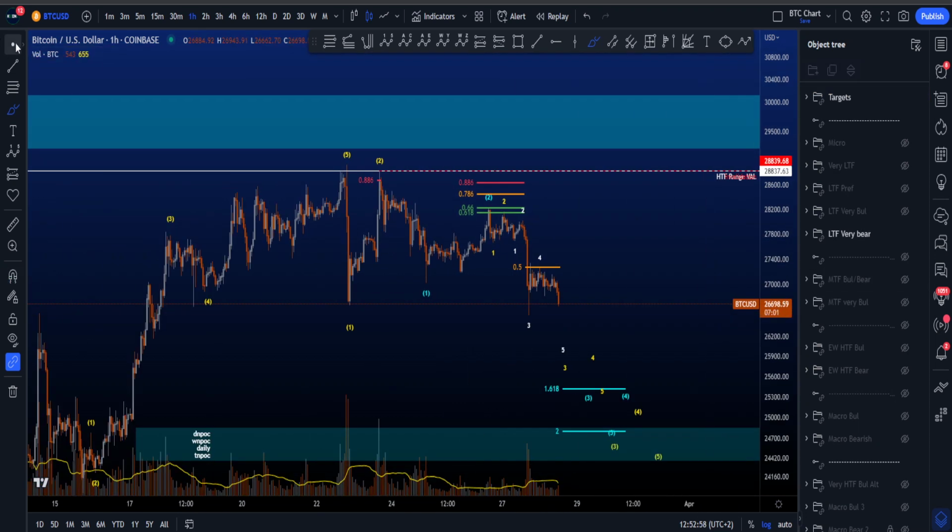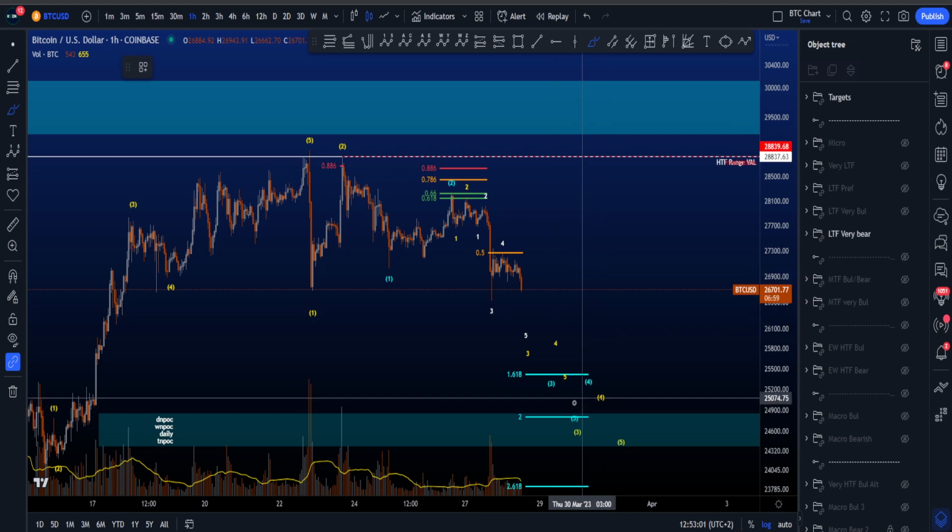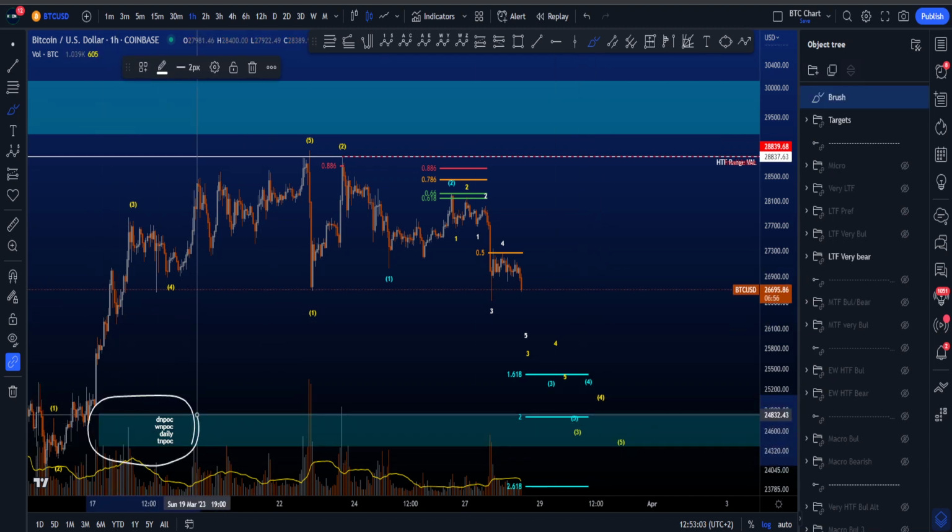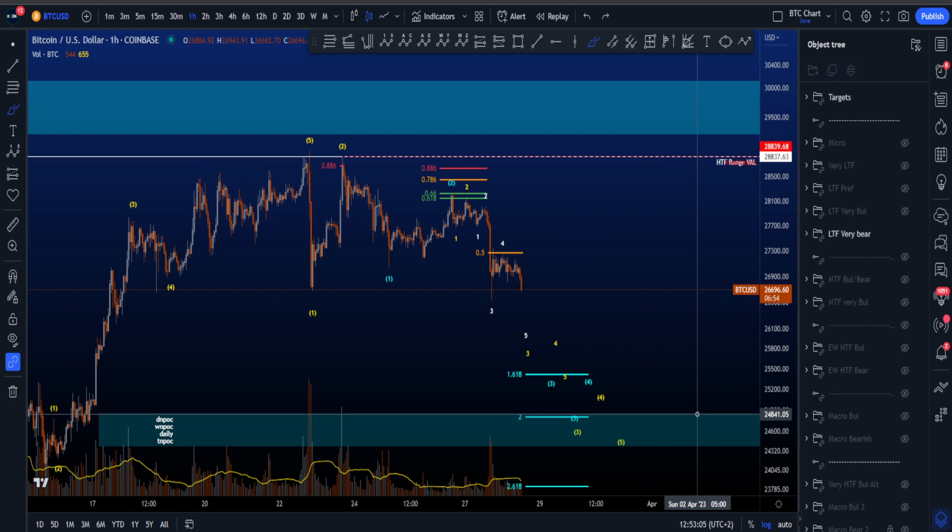Now the minimum targets for this scenario is definitely more downside, with the first real target box that I have as support sitting at basically 24.85k all the way to 24.4k.